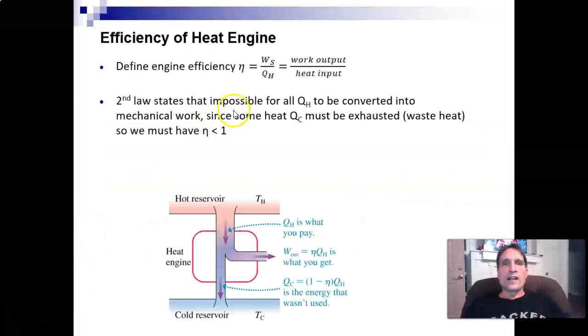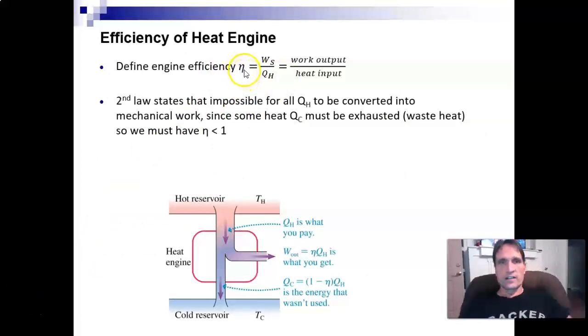It turns out that for any engine, we can define the engine efficiency with this Greek letter eta, which looks like an N, as the work output of the system, in other words, what we get out of this system, divided by the heat input to the system. So it's energy out over energy in. The efficiency of a heat engine is just the work done by the system divided by the heat entering the system from the high temperature reservoir.